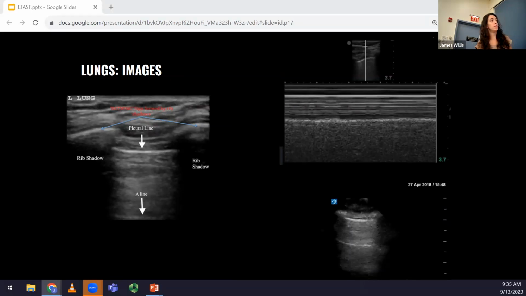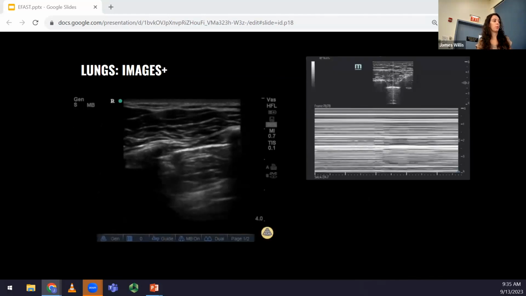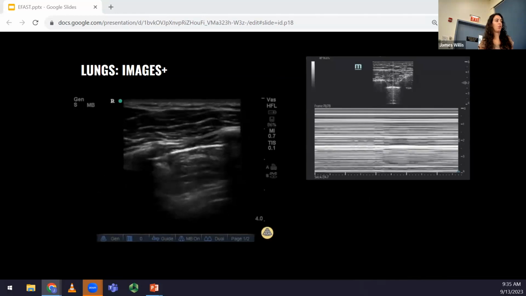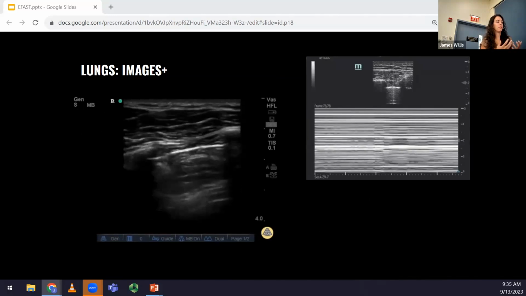So what you want to see, what is normal, which is shown here, is the seashore sign. So you have those horizontal lines at the top, and then it becomes this grainy, fuzzy area as you go below the pleura, and that's because of the movement that's happening in the lung. Versus, this is the barcode sign, which is what we see in the case of there being a pneumothorax. There's an example of the dynamic image here. You're not seeing that glittering movement across the pleura. You can almost see it like being tight, trying to move, and there's just no movement there.